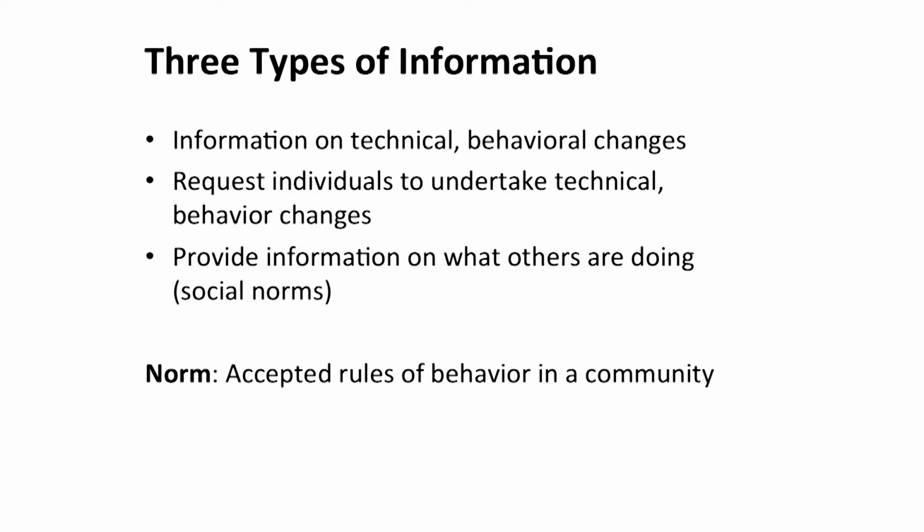To begin our discussion, it is useful to think about three types of information that one can provide to households in an effort to get them to change their water use. The first is information on technical and behavioral changes that the household could do if they wanted to change their water use behavior. The second is actually to request a household to undertake technical or behavioral changes, possibly using moral persuasion. The third is to provide the household information on what other households are doing. This is called providing information on social norms.